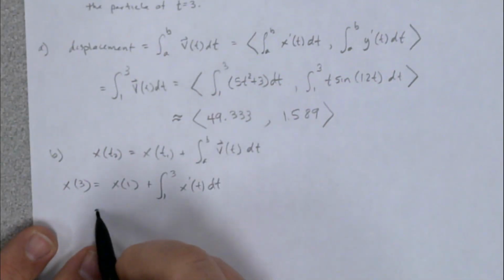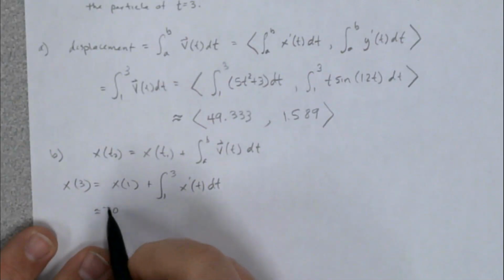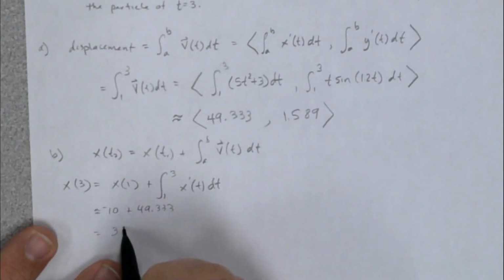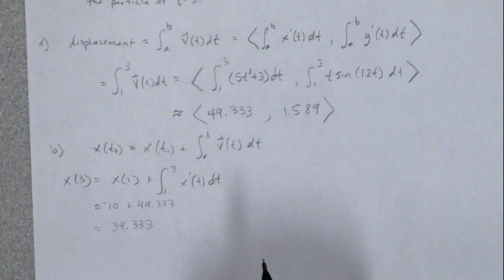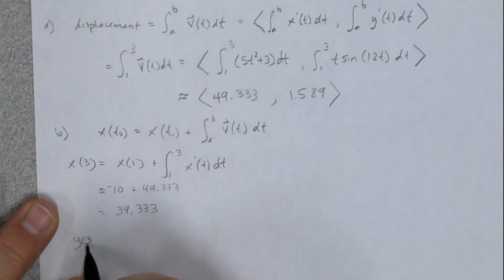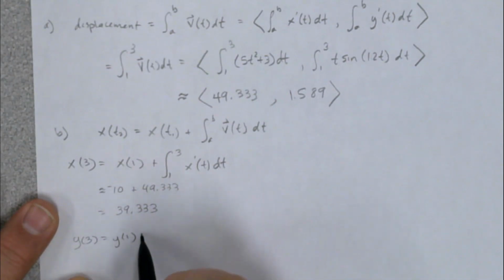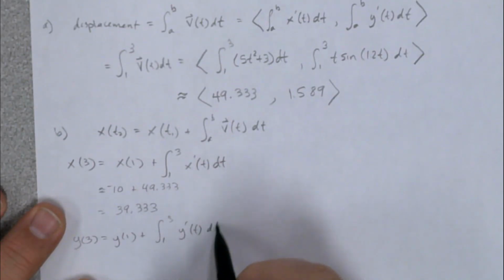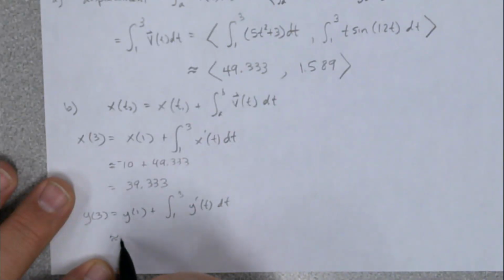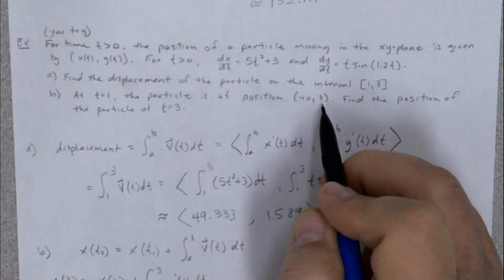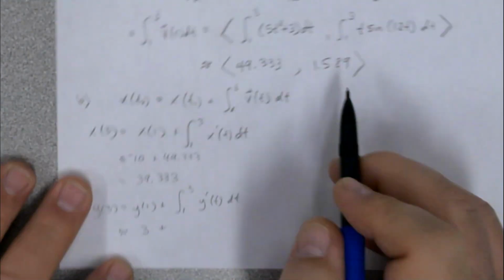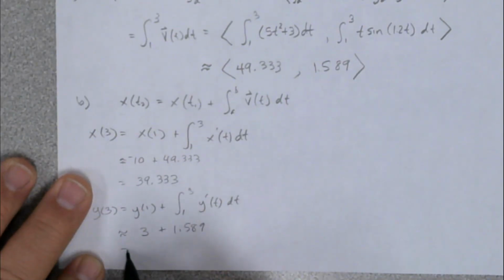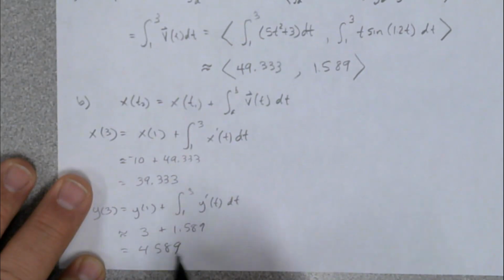So this is approximately -10 plus 49.333, or 39.333. Well, what is y at 3? Well, that's y at 1 plus that displacement. And we know that y at 1 was 3, they gave it to us. And the displacement we found right here. And so we get 4.589. Don't leave your answer like this.